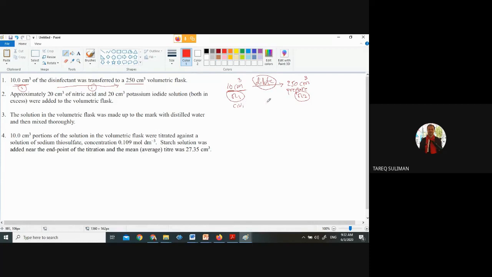C1 V1 equals C2 V2. Here we have C1, C2, V1, V2. Okay, C1 equals what? V1 over V2 times C2. It is 250 divided by 10. It is 25 times C2. In titration, this is to be calculated in titration.